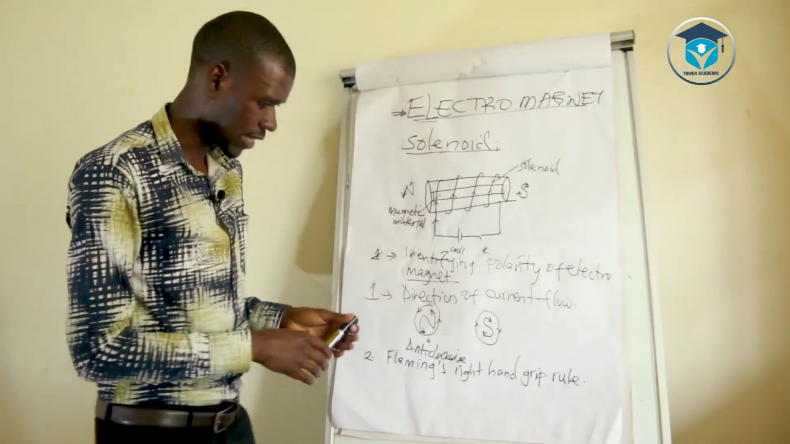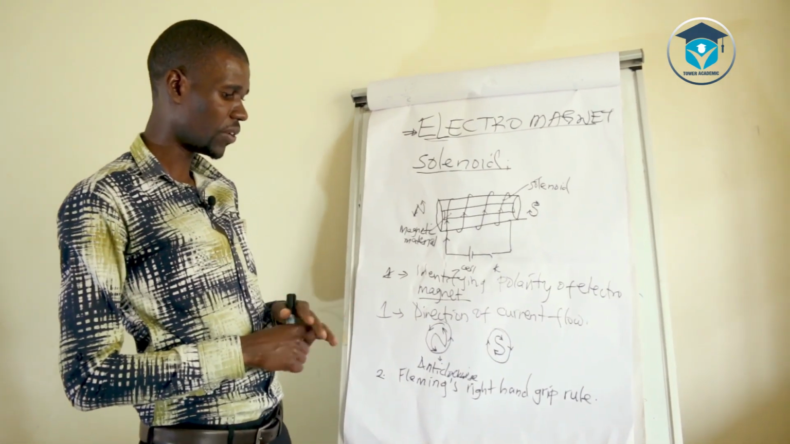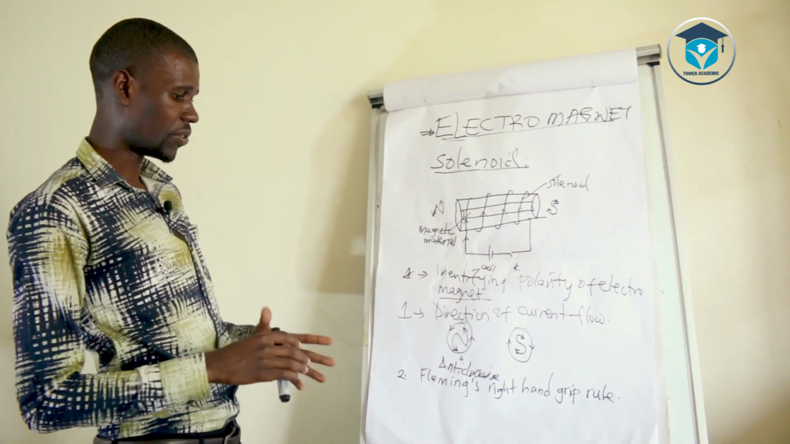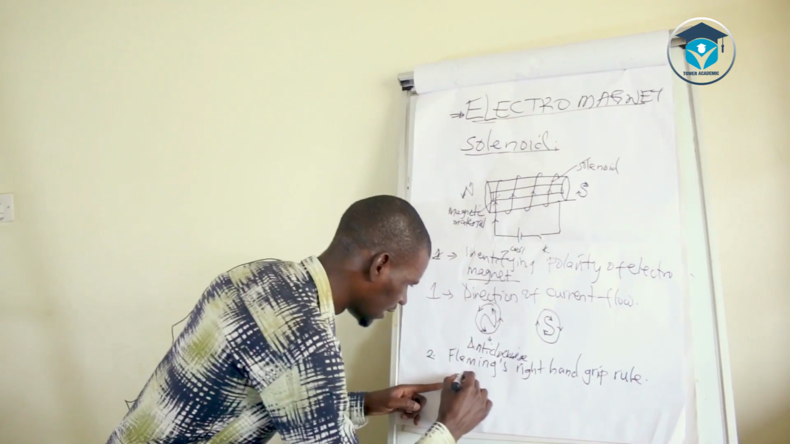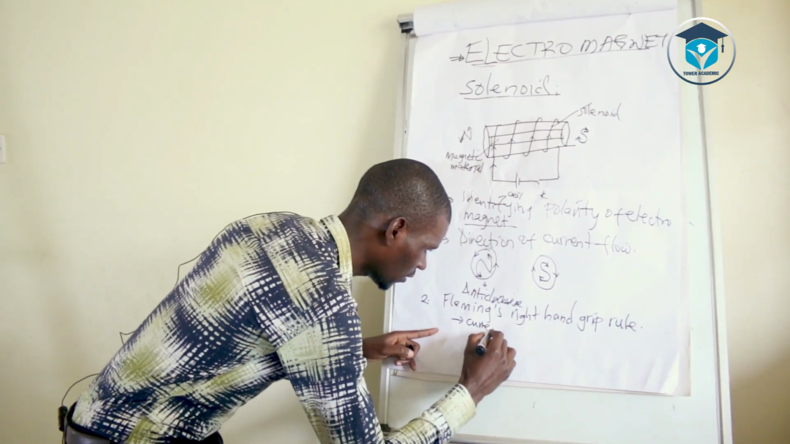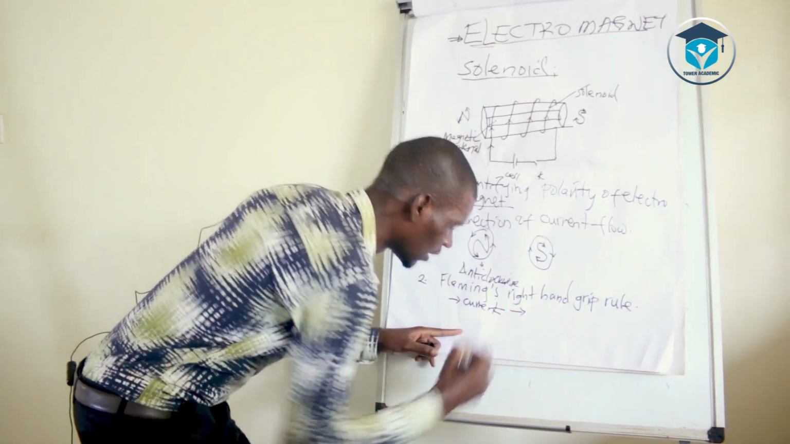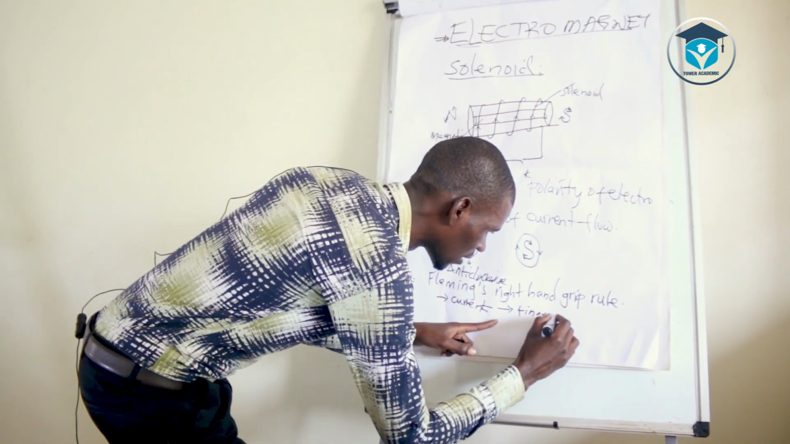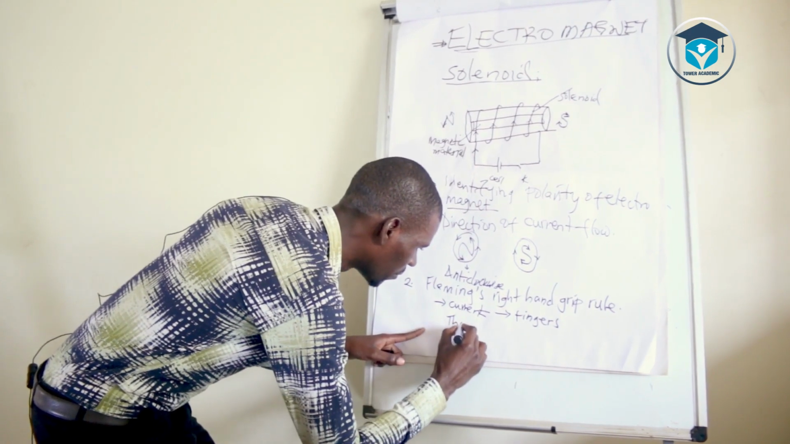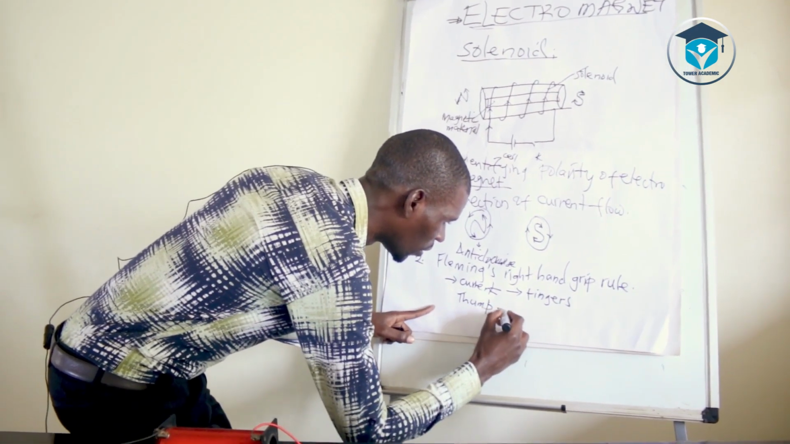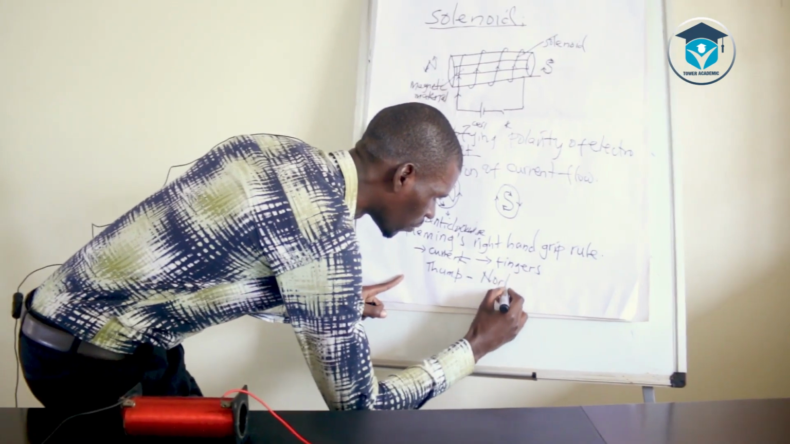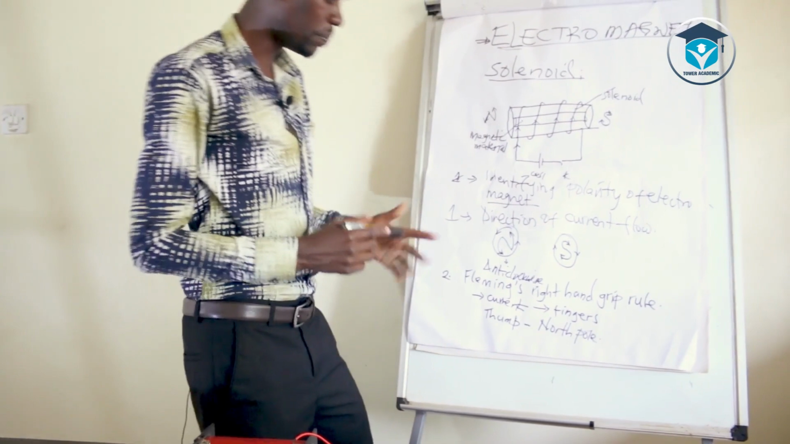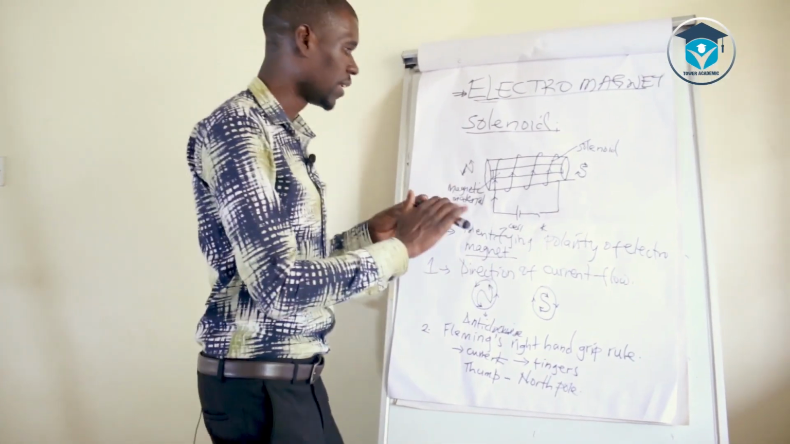Now, he suggested that you grip the solenoid in your right hand. When you grip the solenoid in your right hand, the current is shown by the fingers. Then the thumb will point in the north pole. So the thumb locates the north pole. If you grip this solenoid with your right hand, this is what I mean.